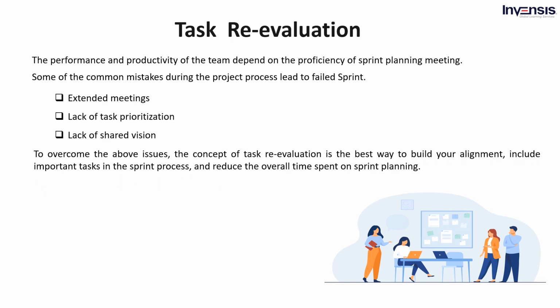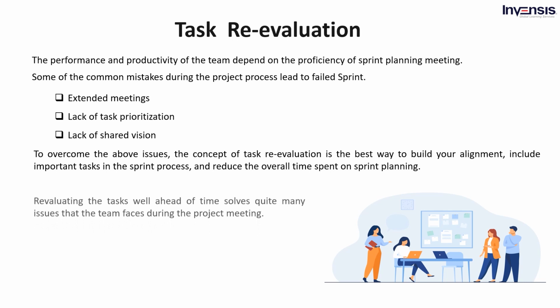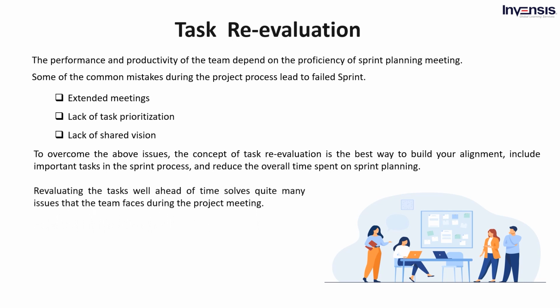When the team fails to prioritize the tasks, when there is no shared vision, and even when long discussion doesn't resolve the issue, the prioritization concept comes in. Initially, prioritization seemed to work well. But within a span of time, most tasks started becoming outdated. Gradually, many issues started appearing, and the sprint planning meeting duration was extended. There comes the concept of reevaluating the tasks. Reevaluating the tasks well ahead of time solves quite a many issues that the team faces during the project meeting.